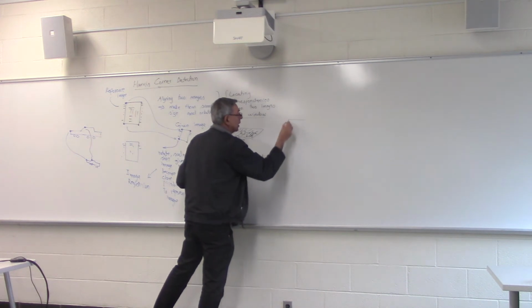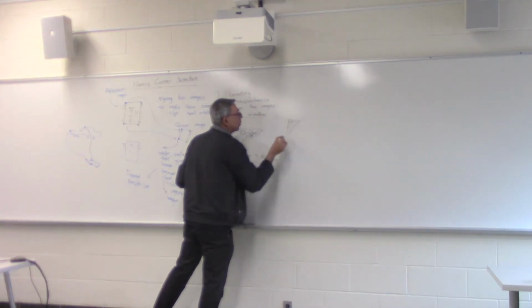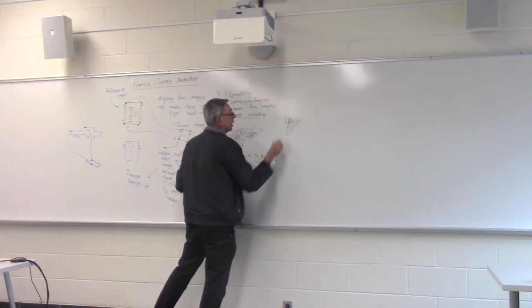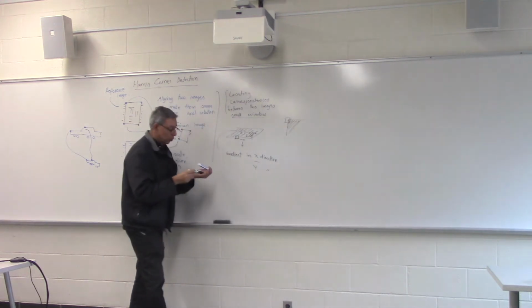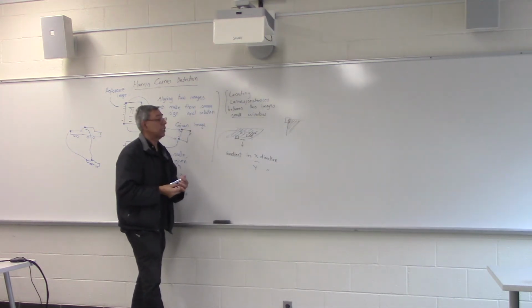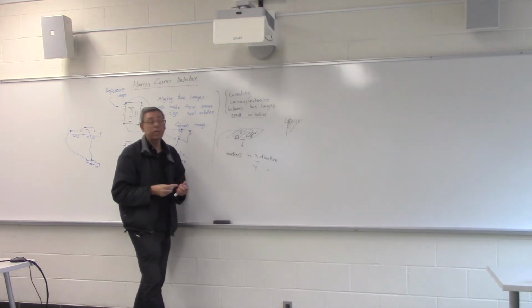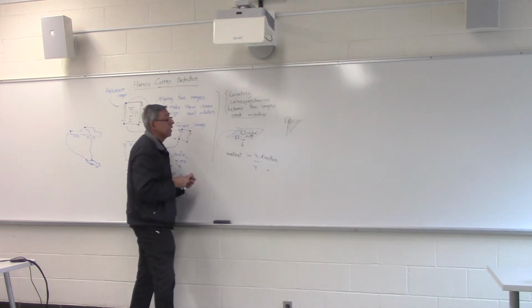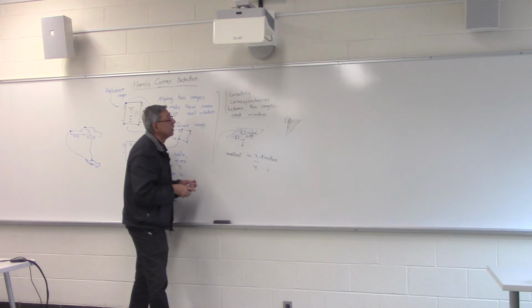If you have some kind of a corner, and I put the window over here, will the gradient in both x and y change? Yes, if we are on a corner. So that's the fundamental idea of the Harris corner detection. So let's go through the algorithm.